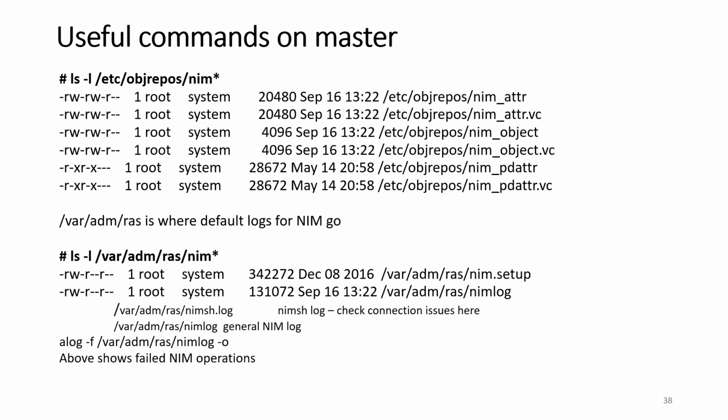Additionally, there's the NIM database, and really the NIM database consists of /etc/niminfo and everything in /etc/objrepos/nim. So here you can see there's a bunch of different attribute and object files. If you have to look at the NIM logs, those all live in /var/adm/ras, and you can look at them using the alog command. It will show you any failed NIM operations if you look at the NIM log itself, which is called nimlog.